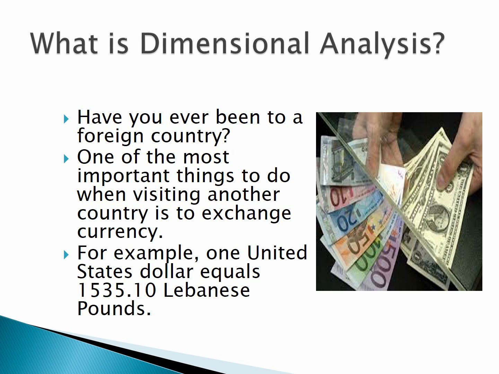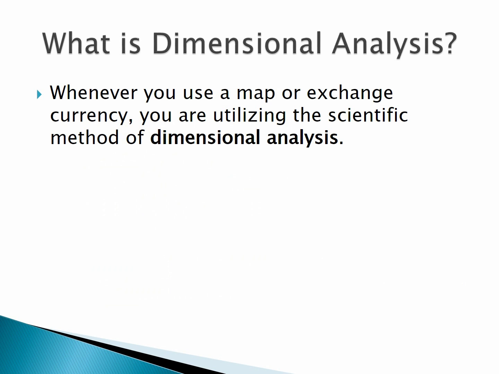Have you ever been to a foreign country? One of the most important things to do when visiting another country is to exchange currency. For example, 1 United States dollar equals 1,535.10 Lebanese pounds. Whenever you use a map or exchange currency, you are utilizing the scientific method of dimensional analysis.